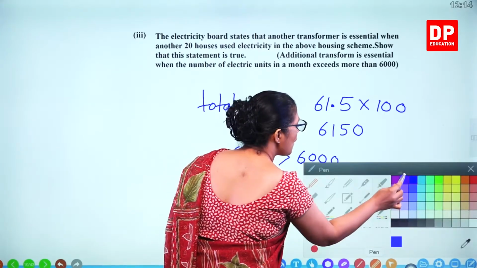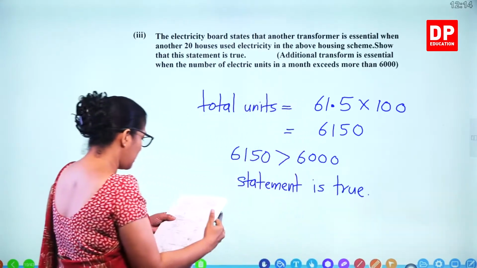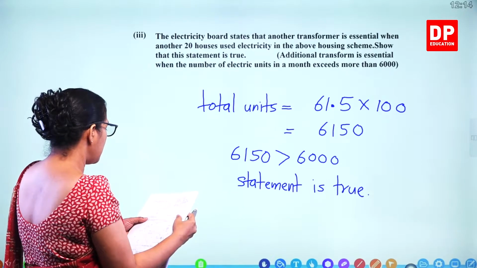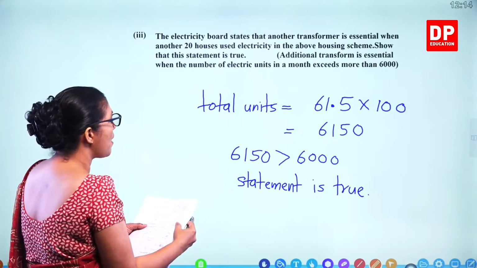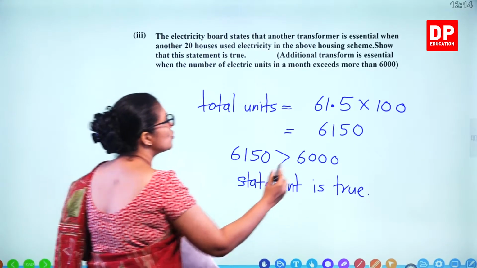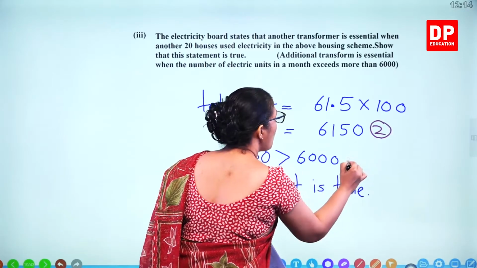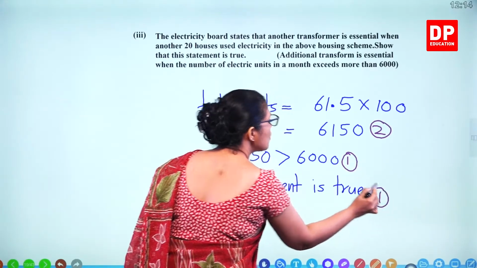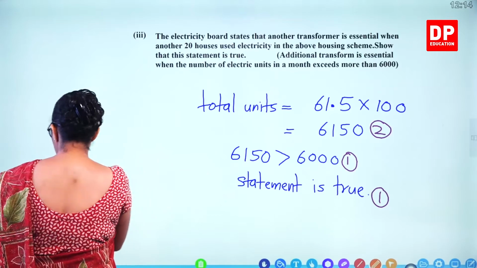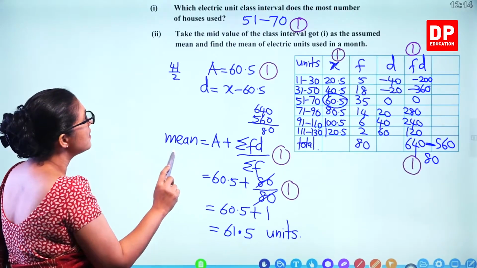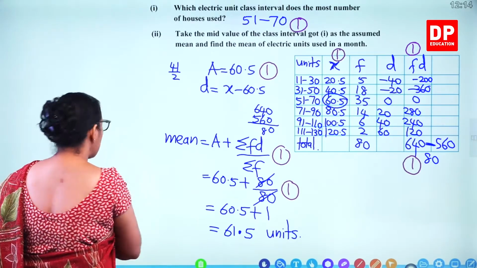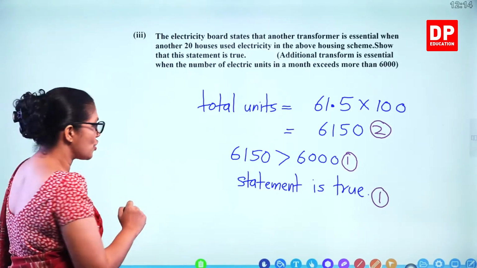So how many marks for that part? You are getting 3 marks for that. So 2 marks here, 1 and 1. So 3 marks for that, and previously we gave 7. 7 and 3, 10 marks for that question.